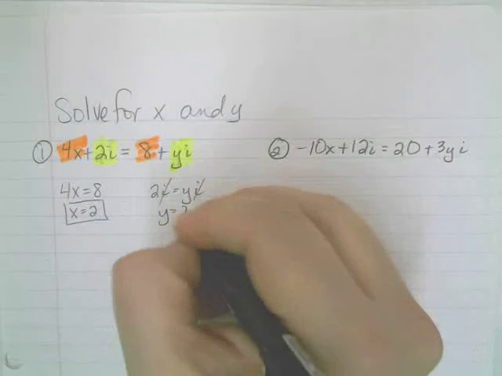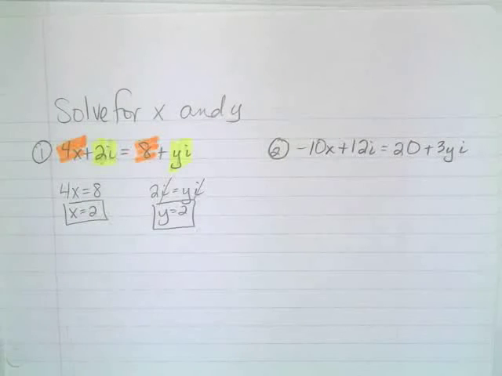So these problems aren't really difficult, it's just knowing what to do with them. And remember, numbers go with numbers, so that's the 4x and the 8, and then the i's go with i's, which is 2i and yi. Okay. So why don't you pause the video so you can try number 2 and then come back when you think you have it.